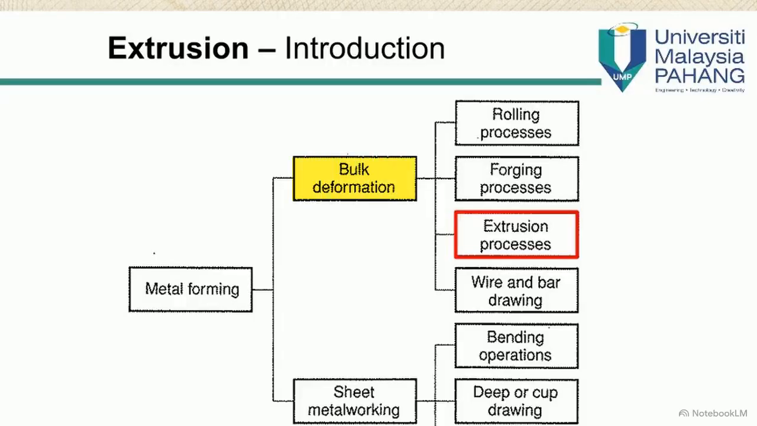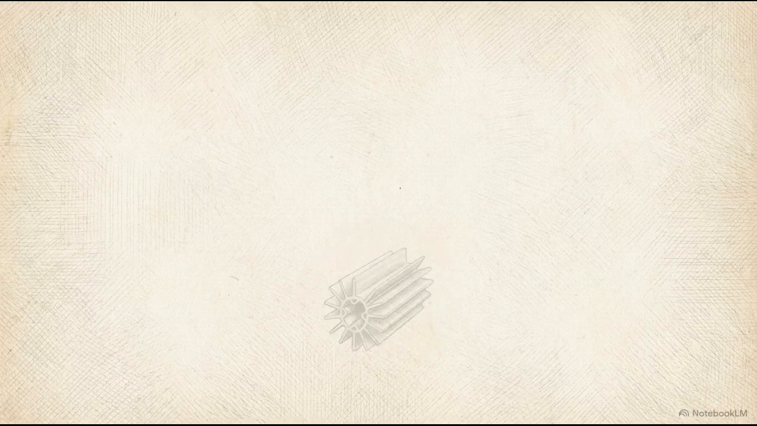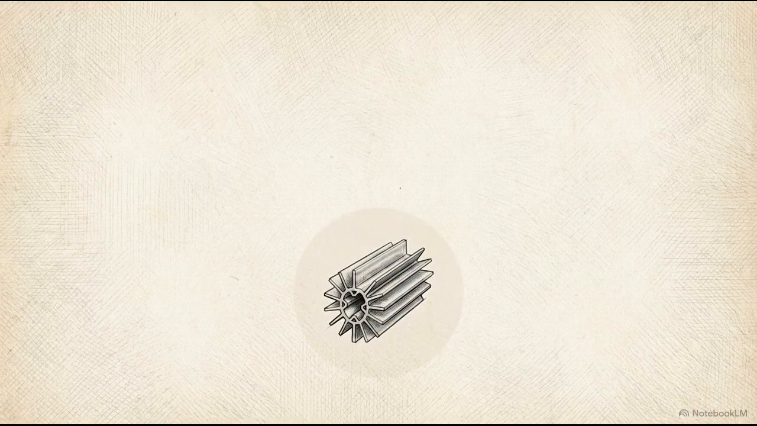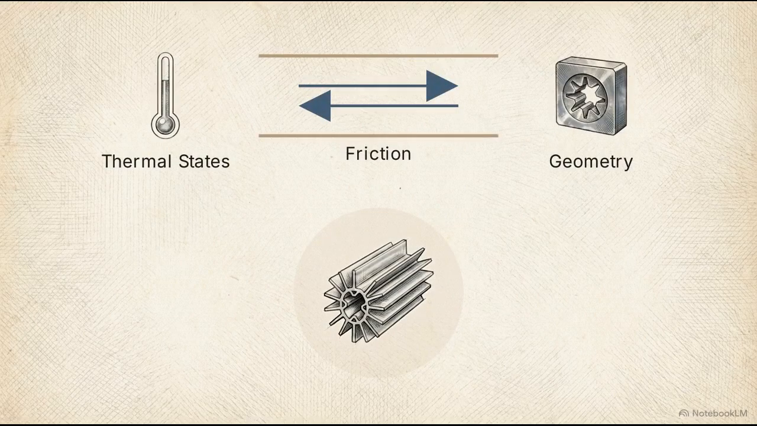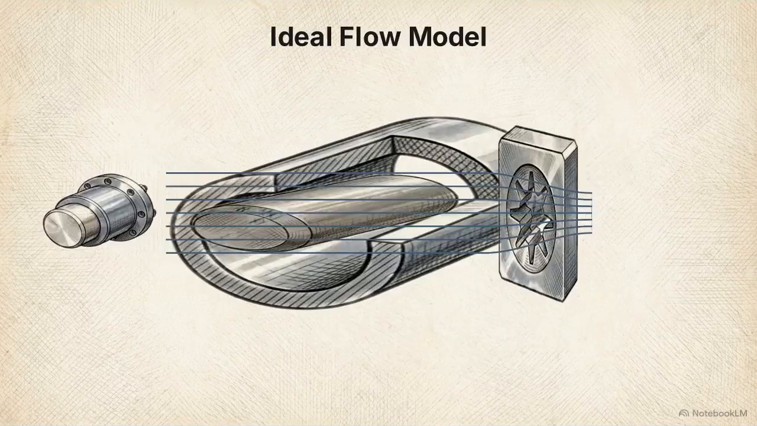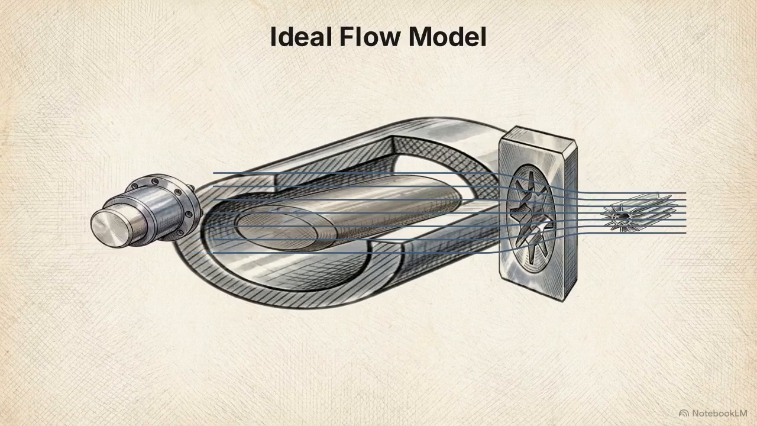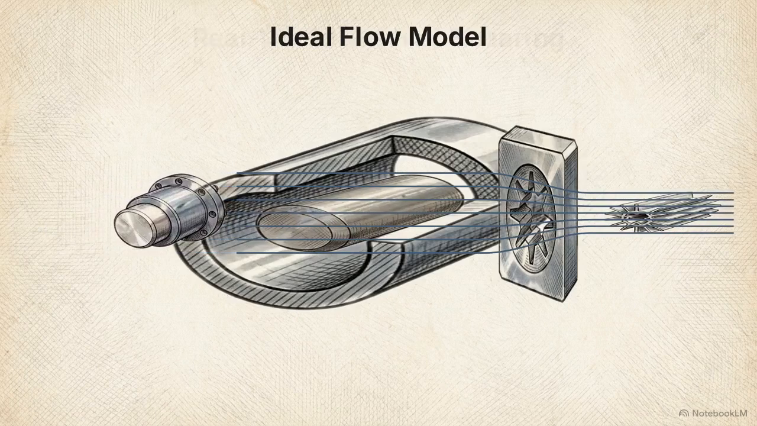Extrusion is a primary branch of bulk deformation, specialized for creating long, structural components. Aluminum is the commercial standard for this process, as its crystalline structure allows it to yield and flow predictably under these massive loads. Successfully executing an extrusion depends on how thermal states, friction, and geometry continuously alter the metal's internal behavior. To calculate required force, we model perfectly frictionless plastic deformation, where metal deforms uniformly.